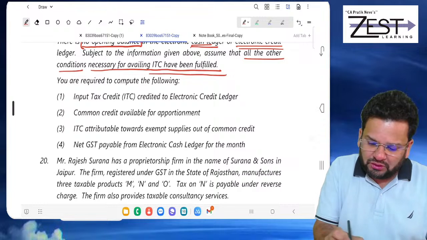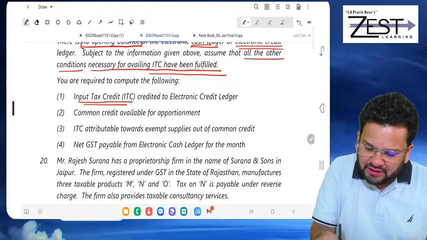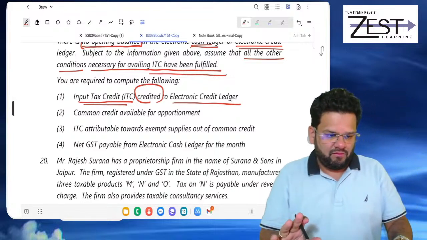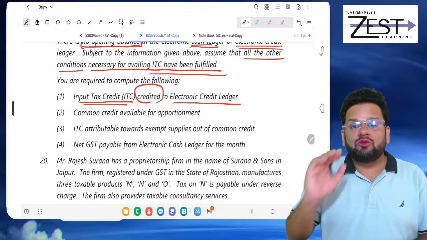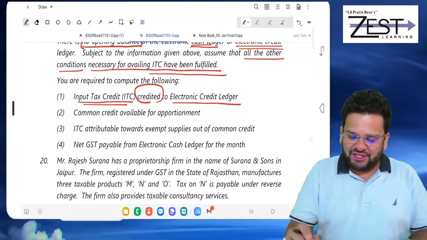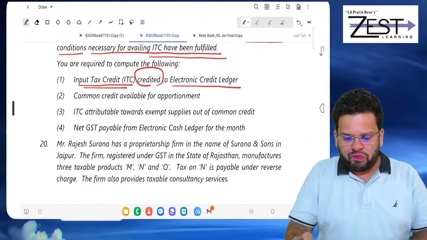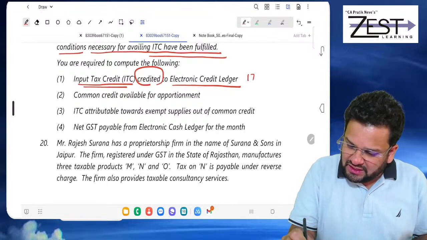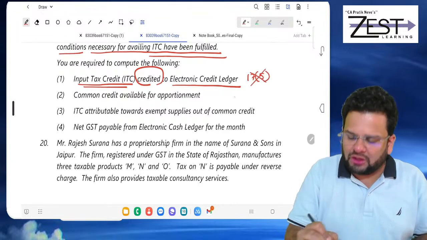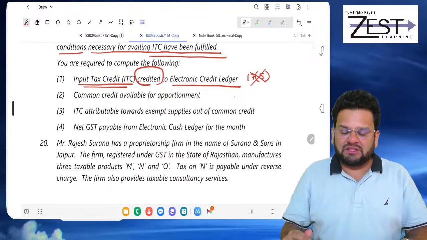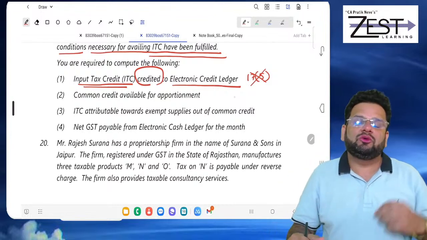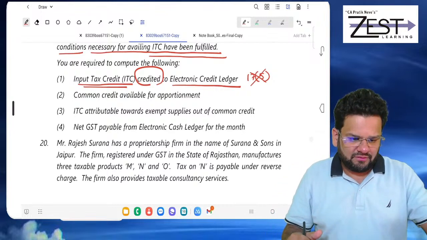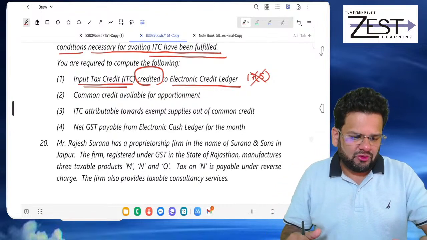We have to compute the ITC credited to the e-credit ledger. Correct? We have to compute how much ITC will be credited to the e-credit ledger. So of course you will not credit what is there in 17.5. You will not credit that. Further, you will not credit what is going to be used exclusively for non-taxable supply. Isn't it?